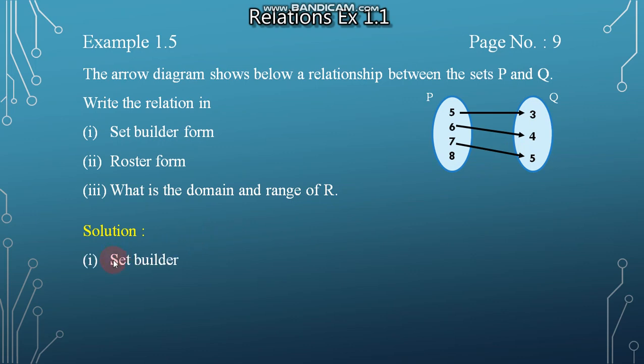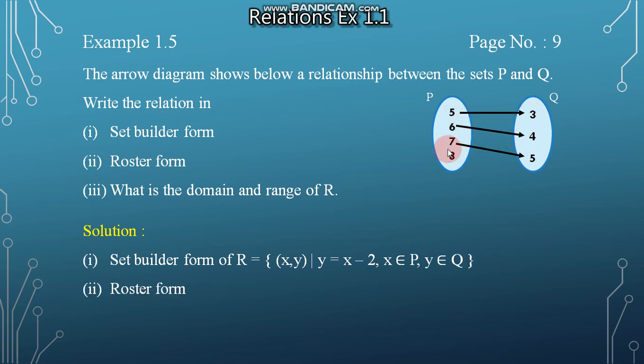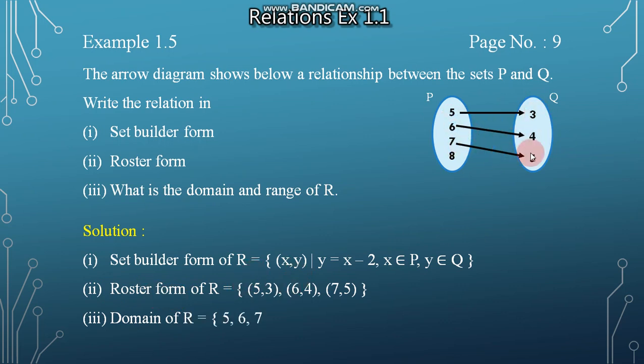Here the solution: set builder form of R is equal to {(x, y) such that y is equal to x minus 2}. Since 5 minus 2 is 3, 6 minus 2 is 4, 7 minus 2 is 5, it can be written as x minus 2, where x belongs to P and y belongs to Q. And the roster form of the relation is {(5, 3), (6, 4), (7, 5)}.